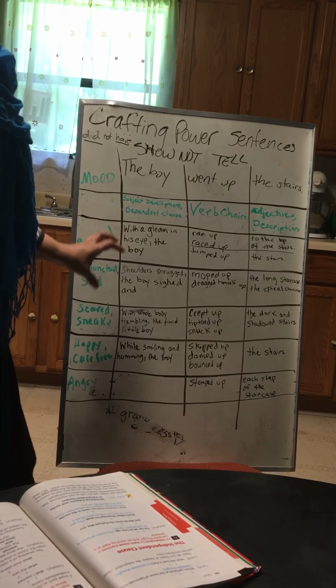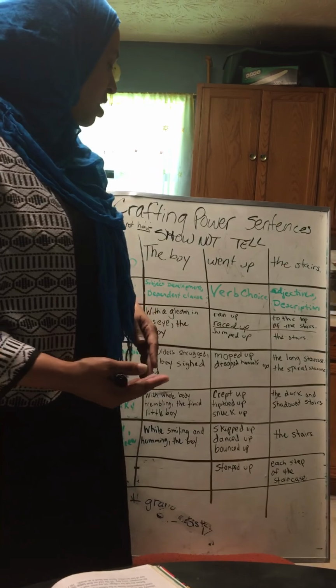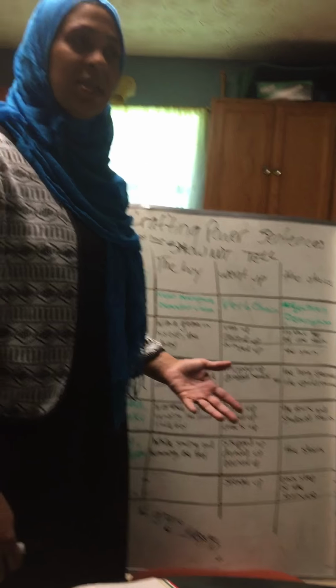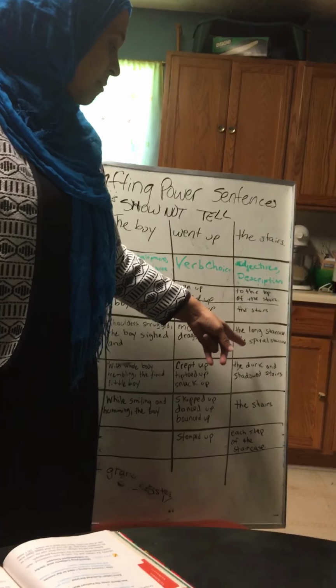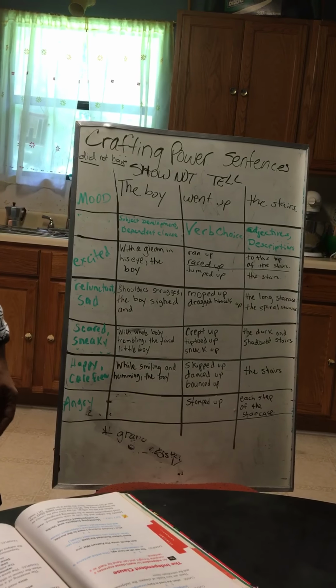Reluctant and sad, we try to fit that mood with the staircase in its image. So if you're looking up the stairs and you're going, oh man, I'm just not feeling it, you're reluctant and sad, it's a long staircase. And we changed the word from stairs to staircase in this instance. Or it could be the spiral staircase, because spiral is usually long.